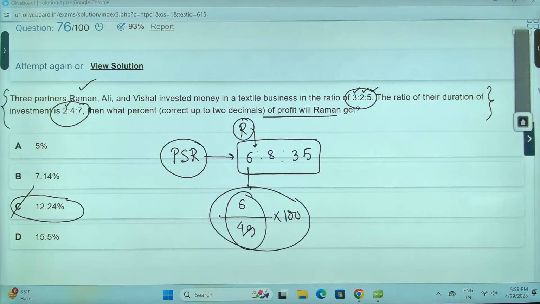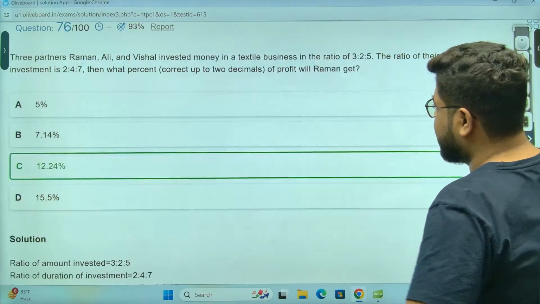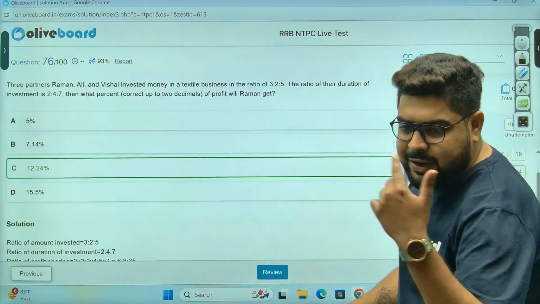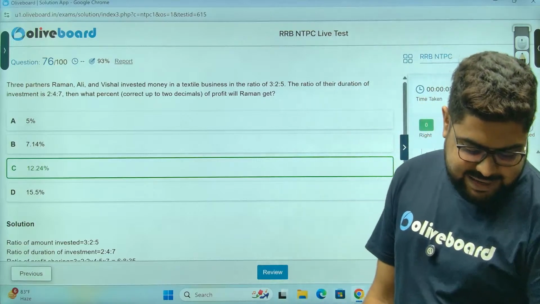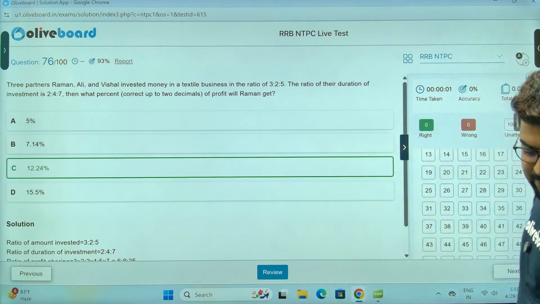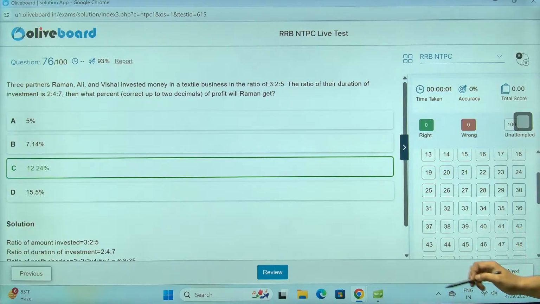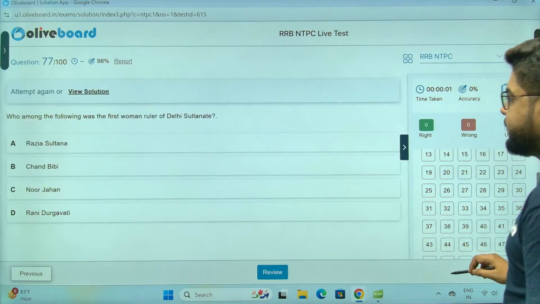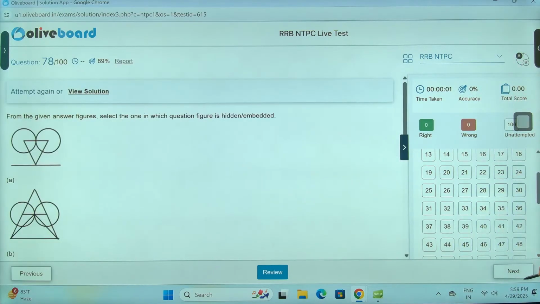Not everything requires calculation. Some things require a little bit of common logic. We won't be calculating everything; rather, we will be using logic. Next one, sir.